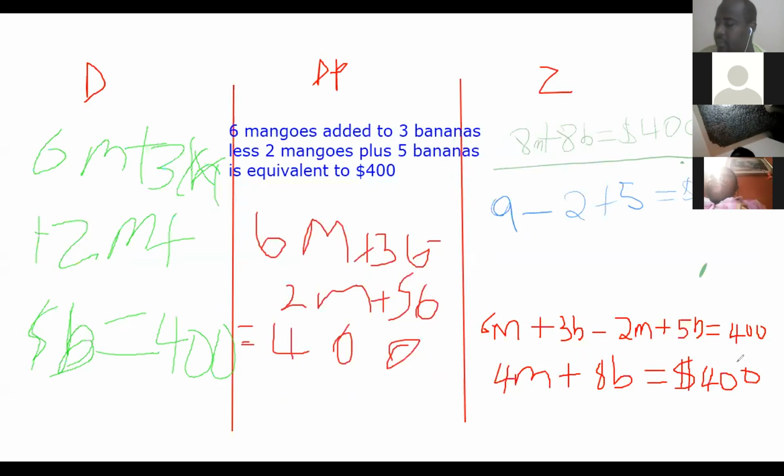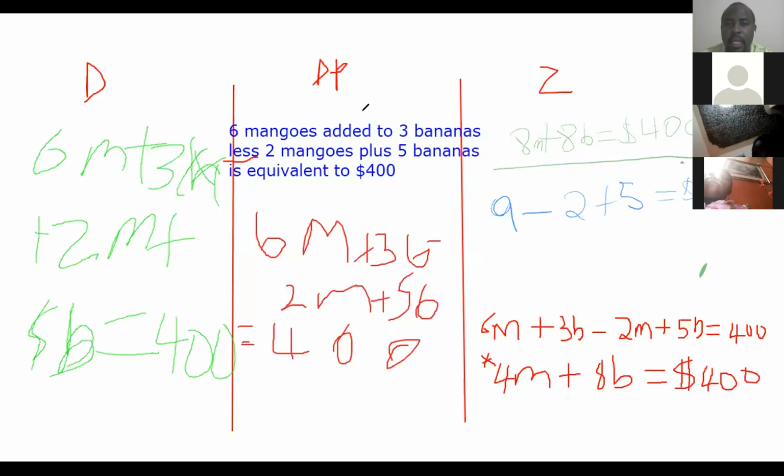Sir, I thought you have to add the 2 mangoes together, which gives us 8, and then add the 2 bananas together, which gives us 8 again, and you got the answer. I always thought it was that way. No, the less here means subtract, all right? So pay attention to the keywords, okay? All right, good. So this is the simplified answer here.